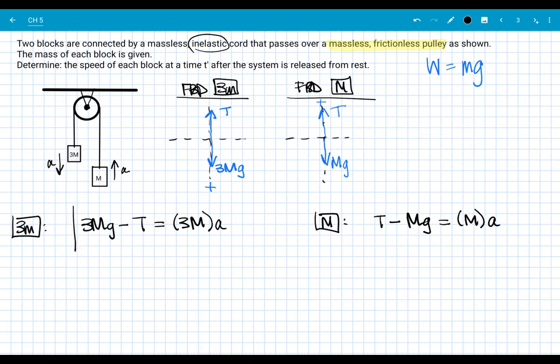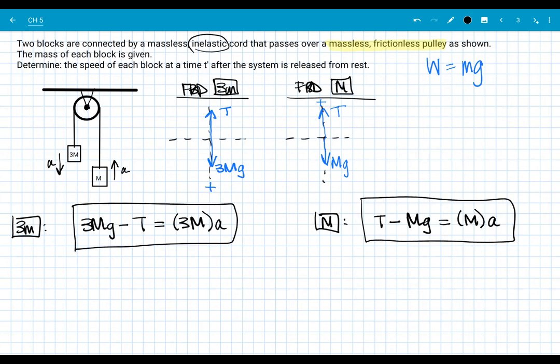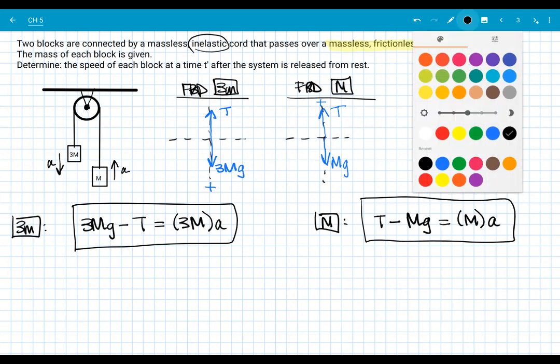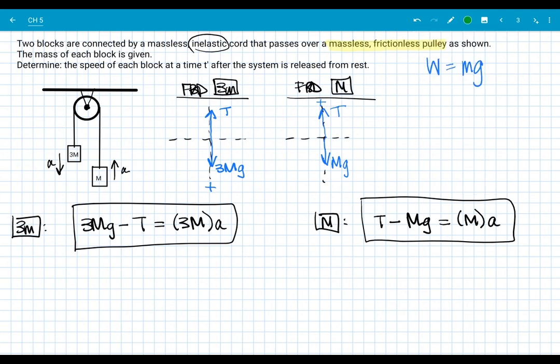So now we've got two equations, and it's a good moment to pause and ask ourselves, how many unknowns do we have? Let's do that real quick. What are our unknowns here? Tension is not known and acceleration is not known. So really we just have two unknowns and we have two equations, so we're good to go.